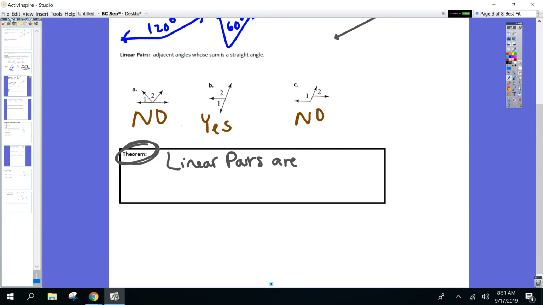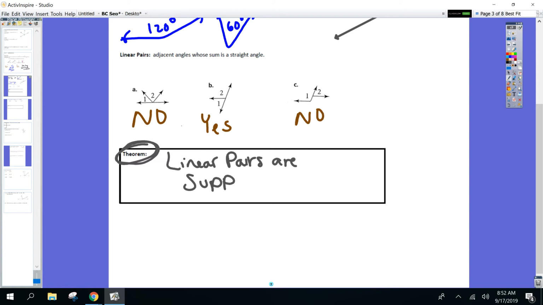If you know two angles form a linear pair, what do I know about them? They're adjacent, but that's just kind of a definition of them. That's not the fact I want. They are supplementary. Yes, that is the fact. If two angles are linear pairs, they are supplementary.